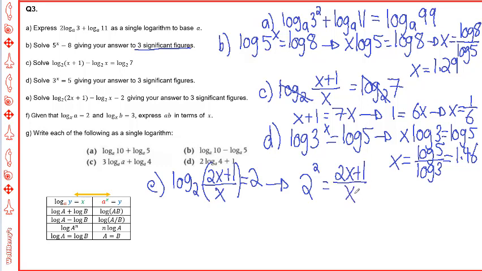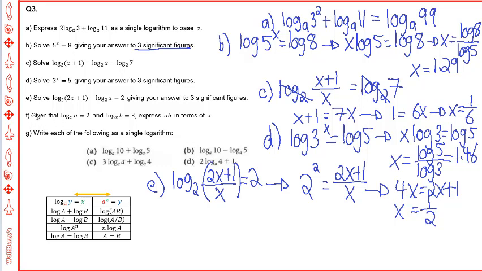Now, go ahead and simplify the equation. So that becomes 4. Multiply both sides by x, you get 4x equals 2x plus 1. Move that there, becomes 2x. Therefore, in this particular case, x is equal to a half. Simple algebra. Moving on to part F.